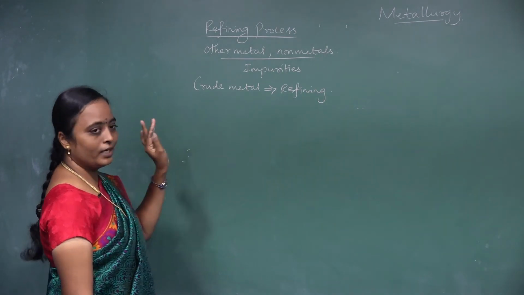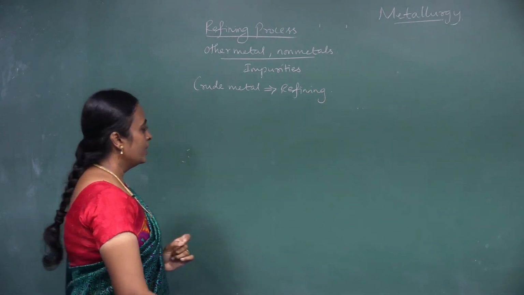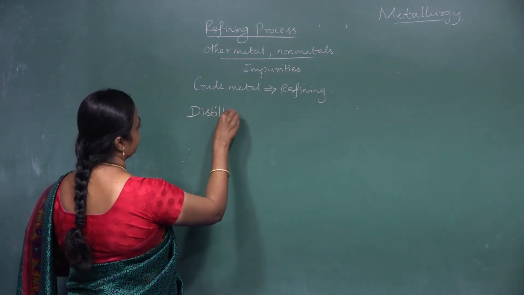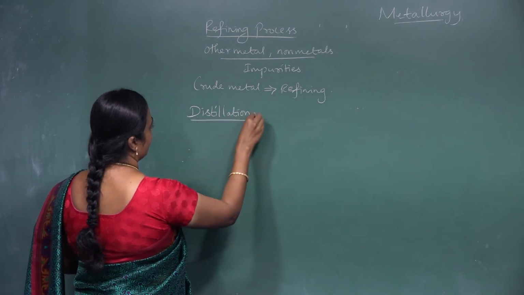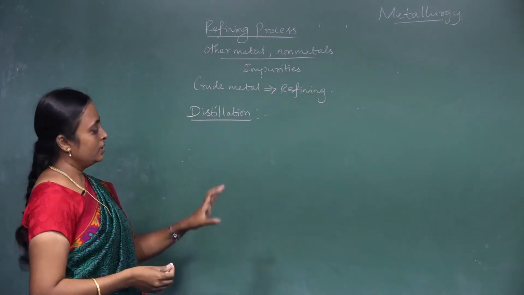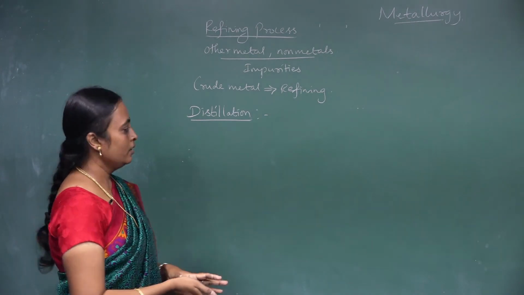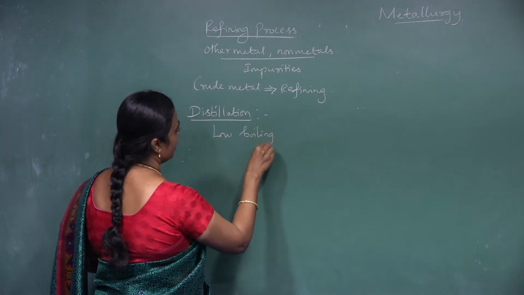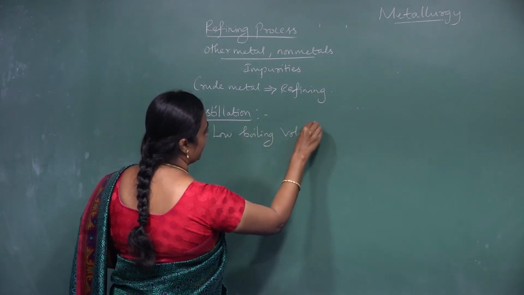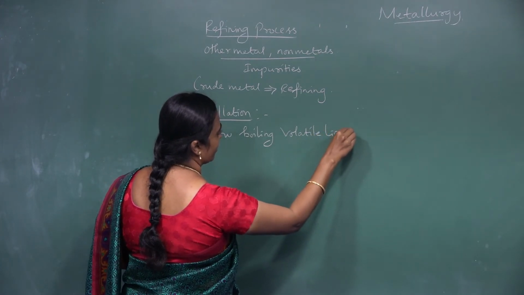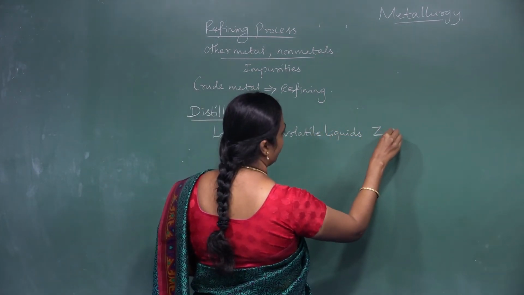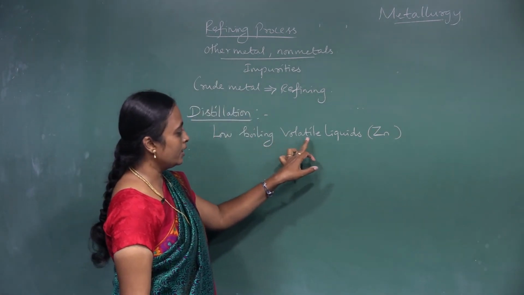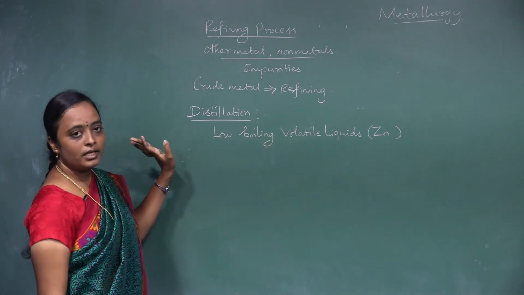So what are all the refining processes we can adopt? The first one we can take is the distillation process. This distillation process we can apply to low boiling, volatile liquids, for example zinc.